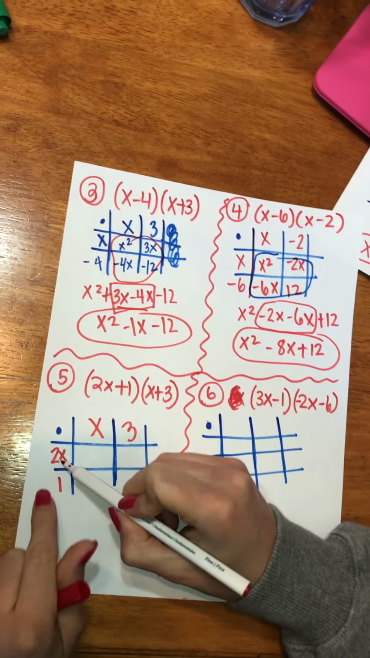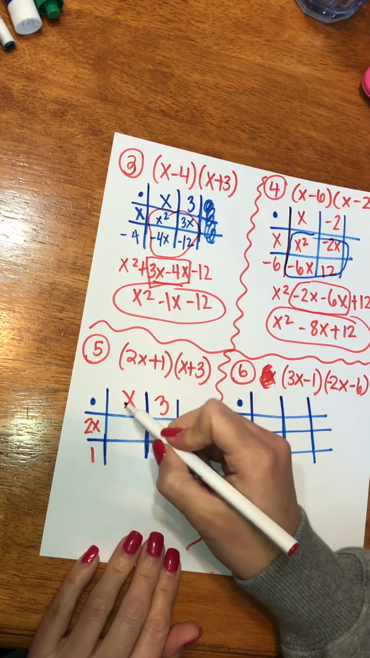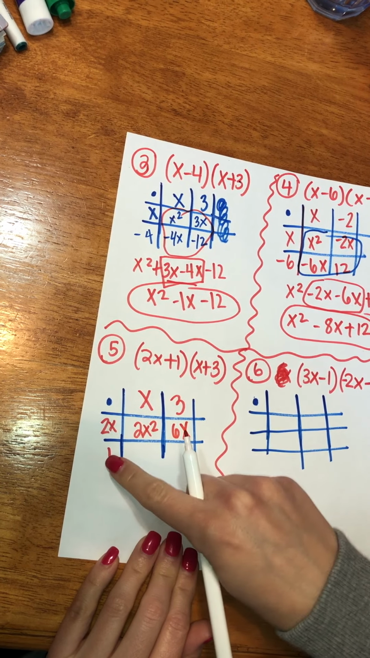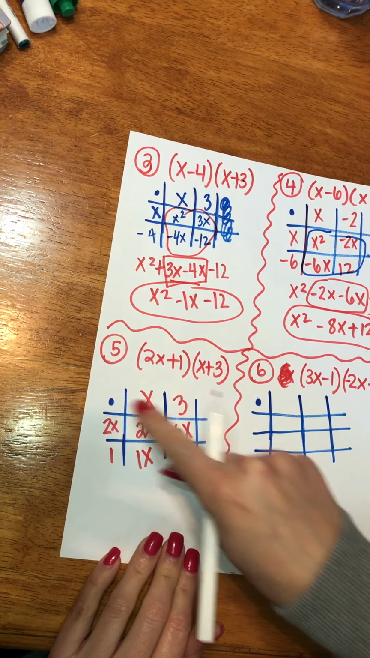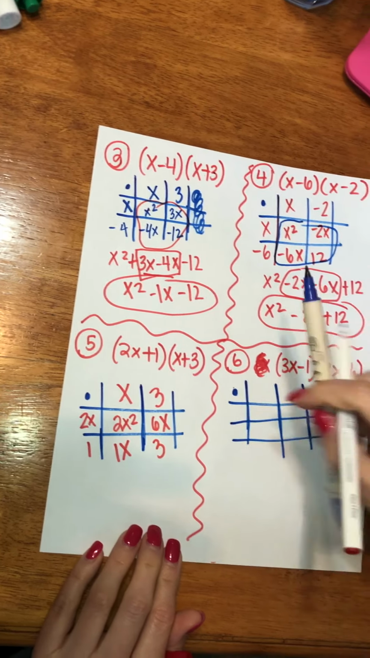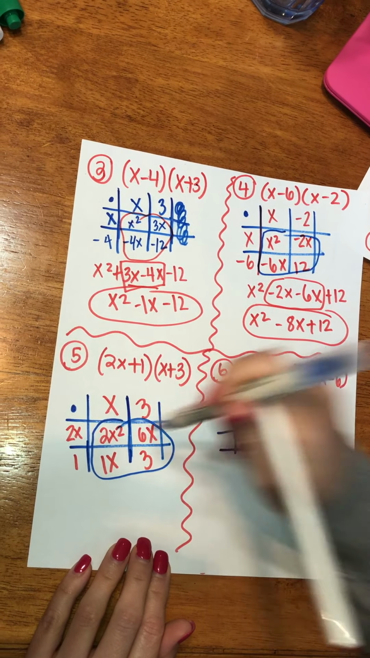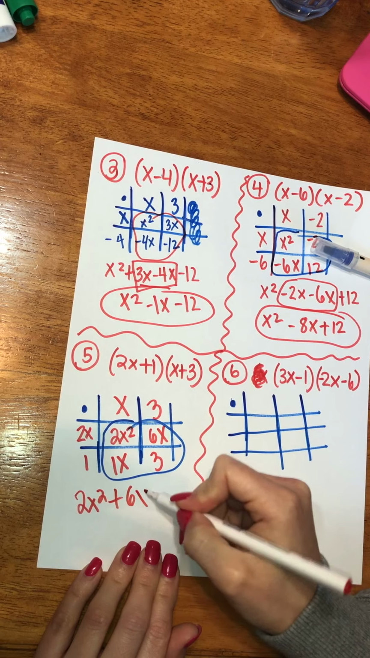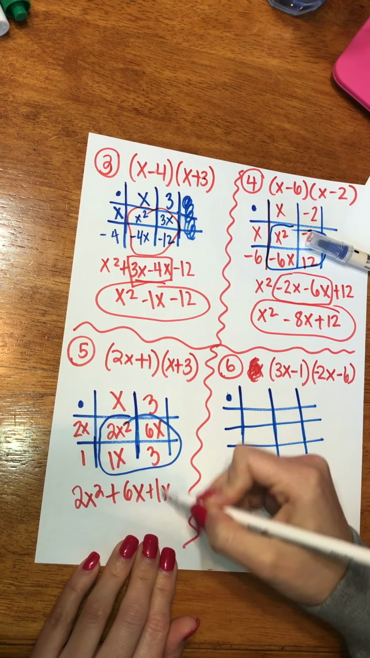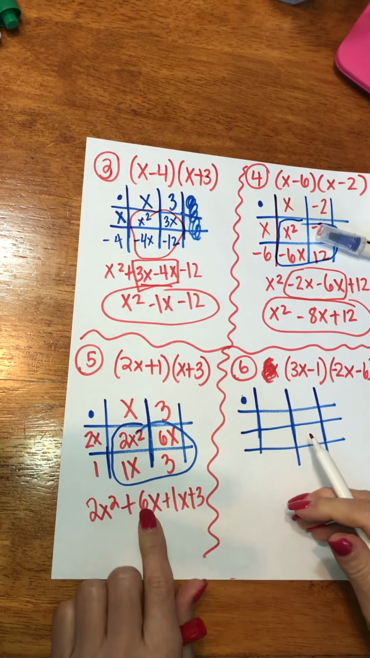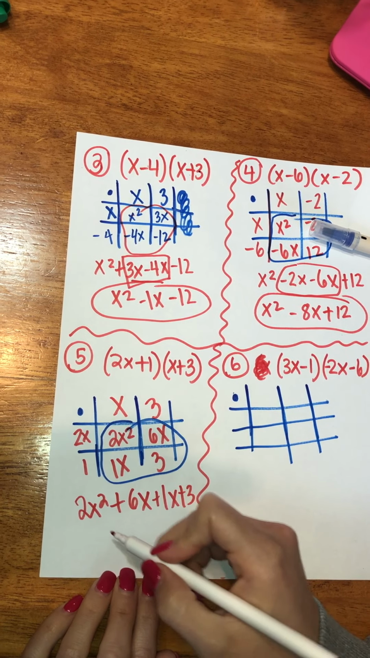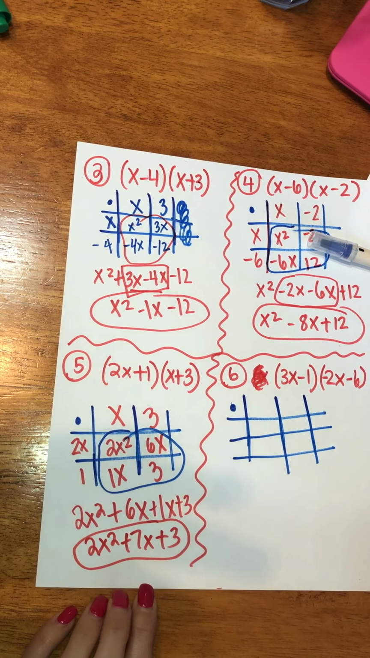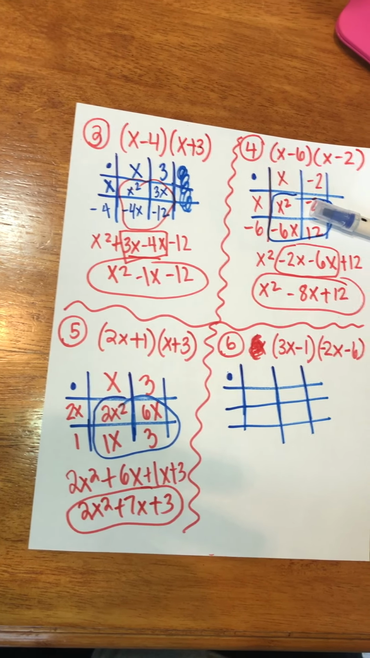All right, so now we do 2x times x. 2x times x is 2x squared. 2x times 3, 6x. 1 times x, 1x. 1 times 3 is 3. Combine your four things together. 2x squared plus 6x plus 1x plus 3. 1x plus 6x is 7x. Final answer. 2x squared plus 7x plus 3. Okay, that's all you would have to write.